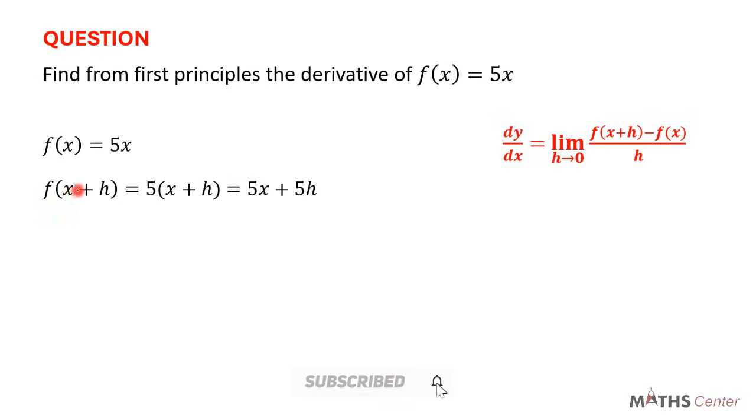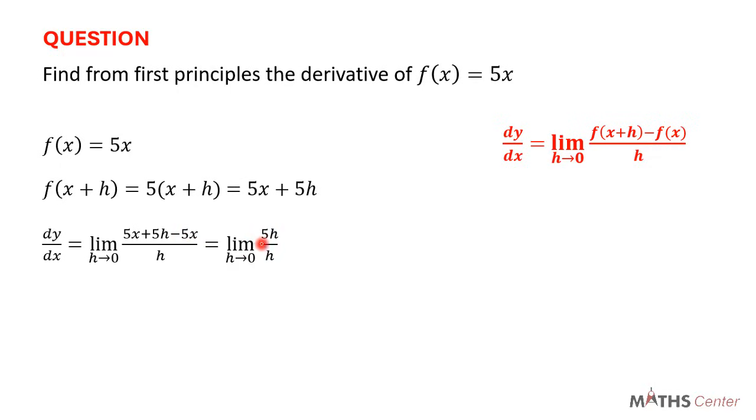Now we have f of x plus h, we have f of x, and so we can subtract and find the numerator here. When we do that, dy dx will be equal to the limit as h approaches 0. The numerator is f of x plus h, which is 5x plus 5h, minus f of x, which is 5x, and you divide this by h. 5x minus 5x is 0. And so this gives us the limit as h approaches 0 of 5h divided by h. h cancels h, and so this gives us the limit as h approaches 0 of 5.